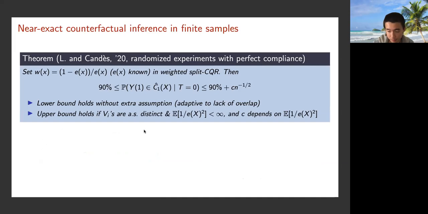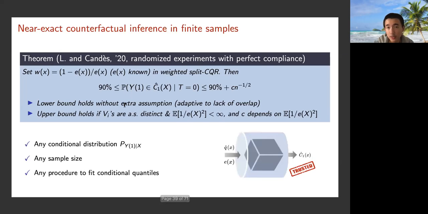And similar to the standard conformal inference, we have a strong theoretical guarantee on this procedure. The first one is about randomized experiments, in which case we know the propensity score exactly. And in this case, we can use that propensity score in our procedure. Then we get two parts. The first is that we can guarantee this coverage to be above 90% without any extra assumptions.